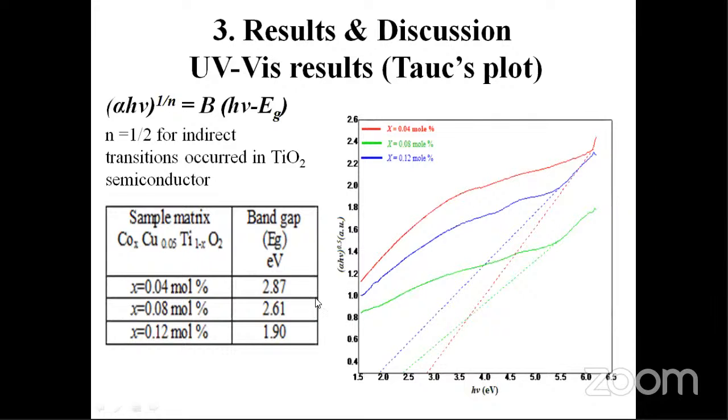1.90 electron volt. This means that band gap energy decreases with increase in cobalt content and is attributed to shift in absorption edge towards higher wavelength.